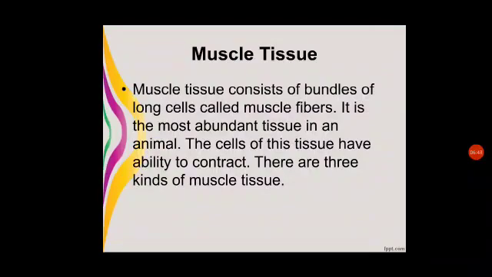Now come to the muscle tissue. Muscle tissues consist of bundles of long cells called muscle fibers. It is the most abundant tissue in an animal. The cells of this tissue have an ability to contract and expand. There are three types of muscle tissues. We can say that muscle tissues are mostly abundant in animal and human bodies, and they have the ability to contract and relax.